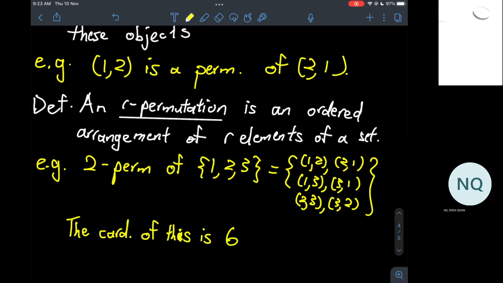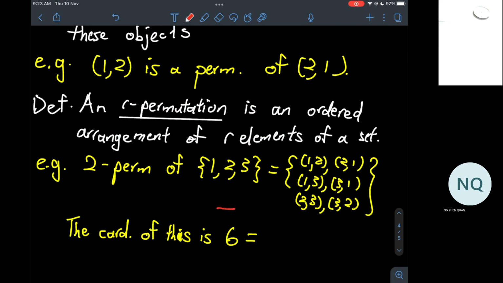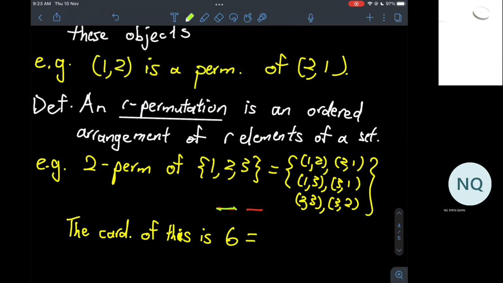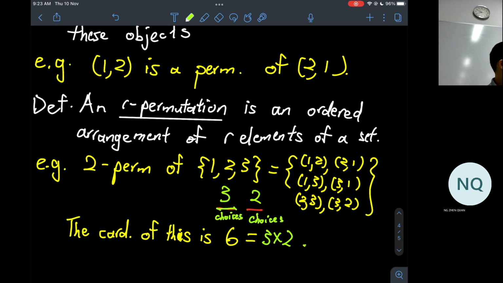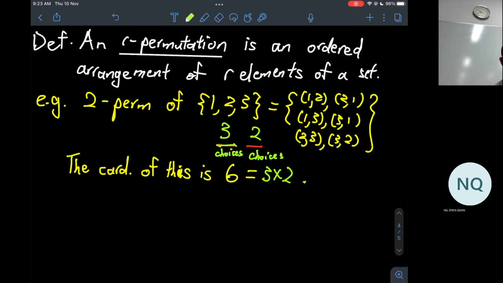The cardinality of the set is 6. How do you get 6? Do you know how to get 6? How? 3 factorial. Yes, 3 factorial. So what is 3 factorial in this case? It's because you have 3 choices in the first place, and then after you pick one, you're left with 2 choices. So 3 times 2. This is how you count the cardinality of the permutations.